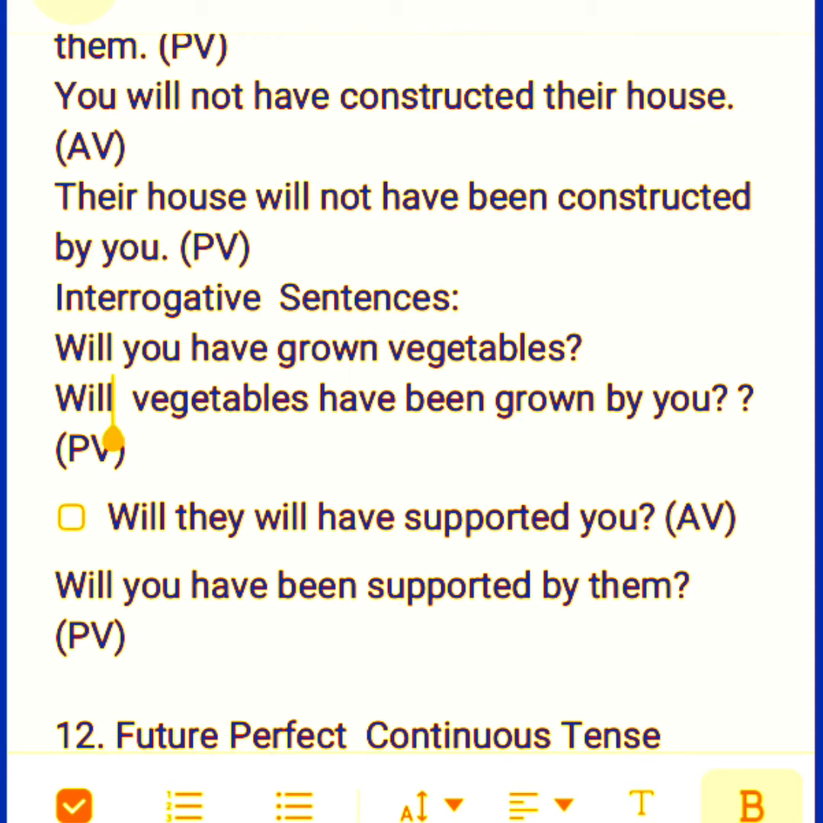So here we have to use the helping verb first. Only the future helping verb, will or shall. Okay. So mostly today will is used. Will they have supported you? Will you have been supported by them?